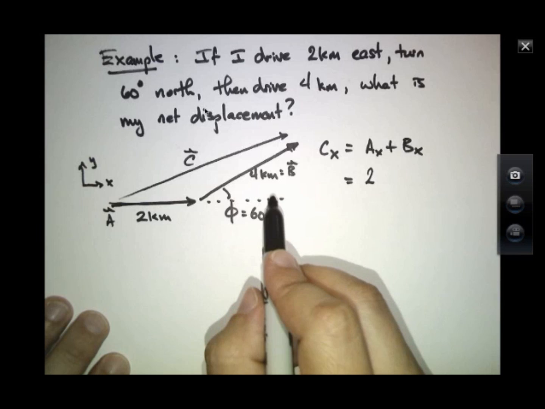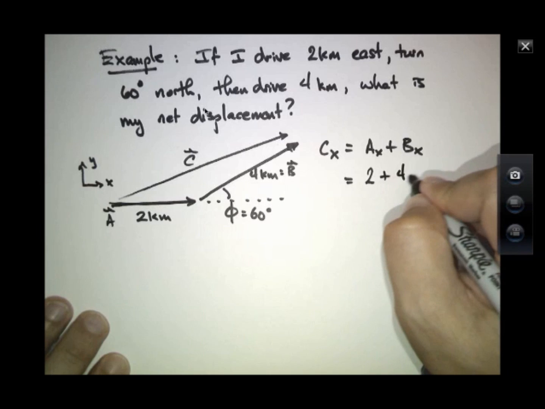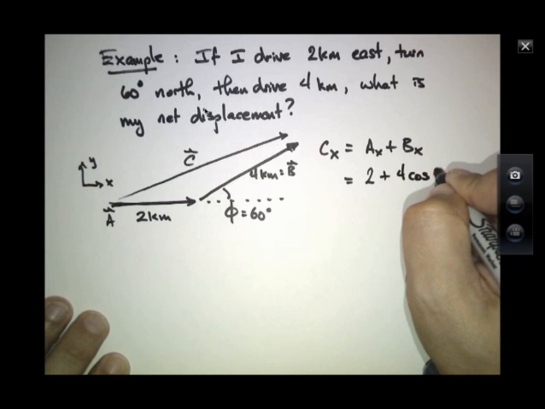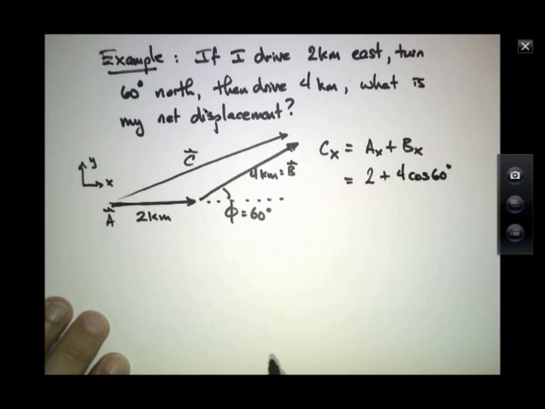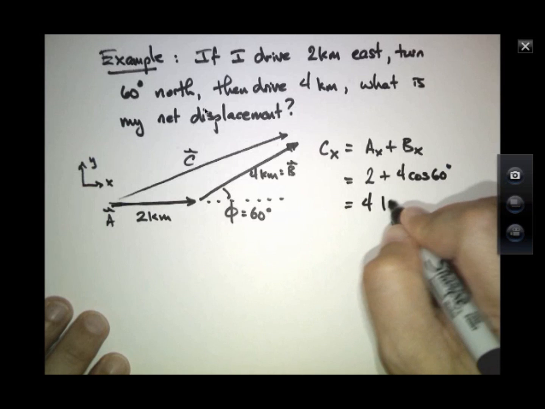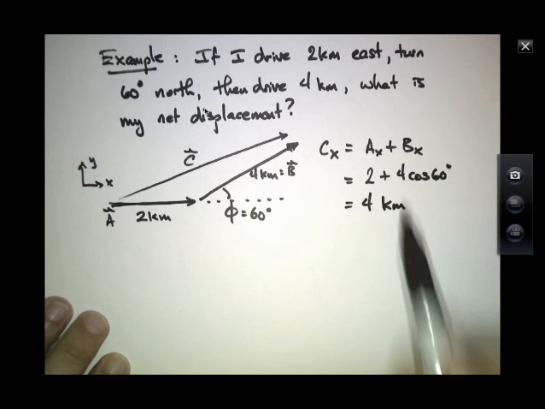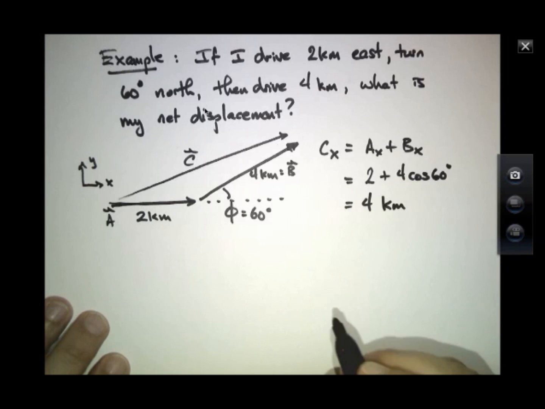B is a little bit in the x direction, a little bit in the y direction, so I'd have to put 4 times the cosine of 60. And it turns out cosine of 60 is exactly a half, so this actually equals 4 kilometers, because 4 times a half is 2, and I add another 2, and that gives me 4.